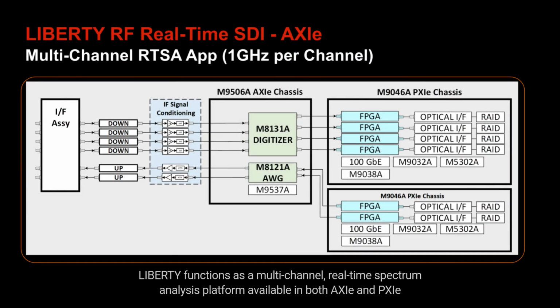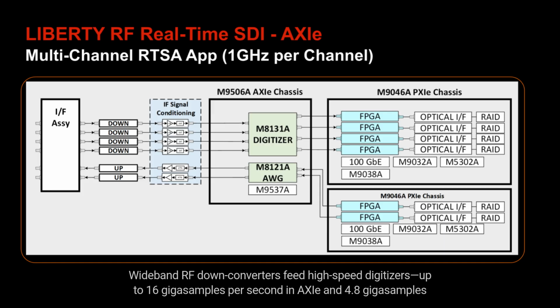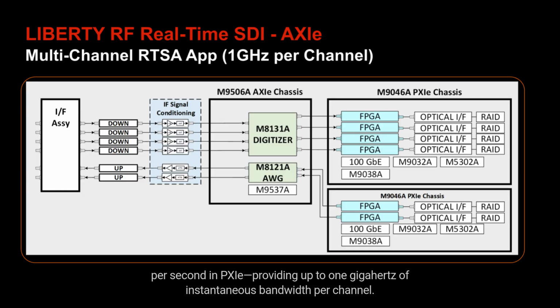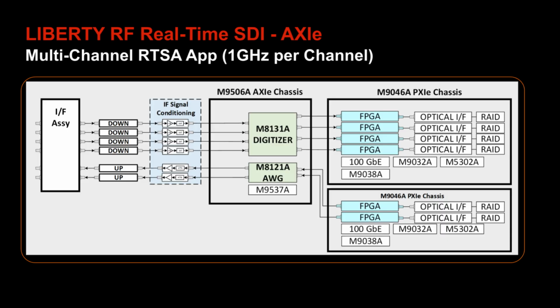Liberty functions as a multi-channel real-time spectrum analysis platform available in both AXIe and PXIe architectures. Wideband RF downconverters feed high-speed digitizers up to 16 gigasamples per second in AXIe and 4.8 gigasamples per second in PXIe, providing up to 1 gigahertz of instantaneous bandwidth per channel.